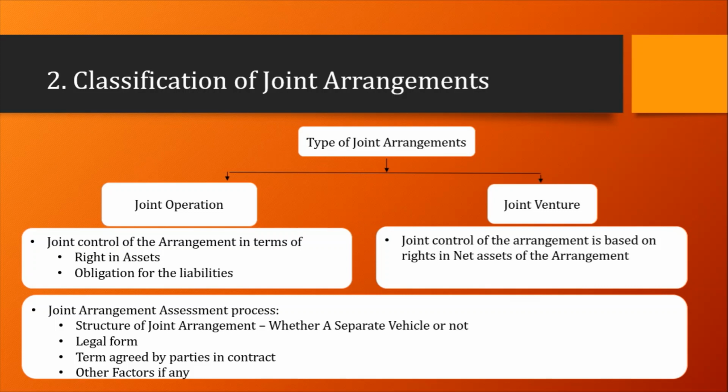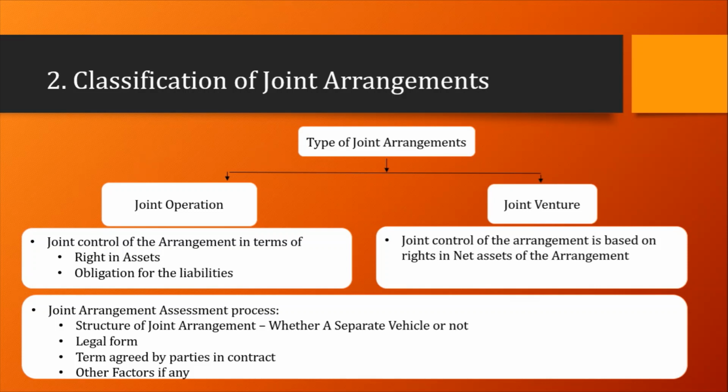Other facts and circumstances the party has to check. The party has to check whether the joint arrangement has been designed in such a way that the activity primarily aims to provide the parties an output, and they are continuously settling their liabilities relating to the activity conducted by them. If it is there, yes, it is a joint operation. If these three conditions are not fulfilled, that is, any of the conditions is not fulfilled by the parties, then it is a joint venture.